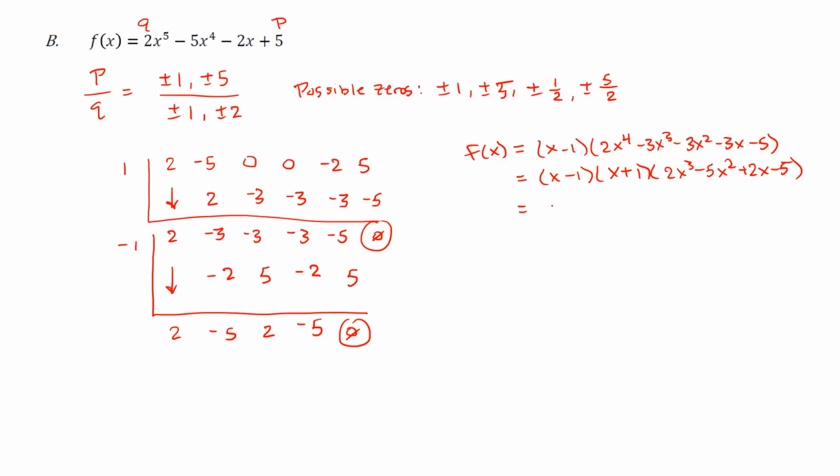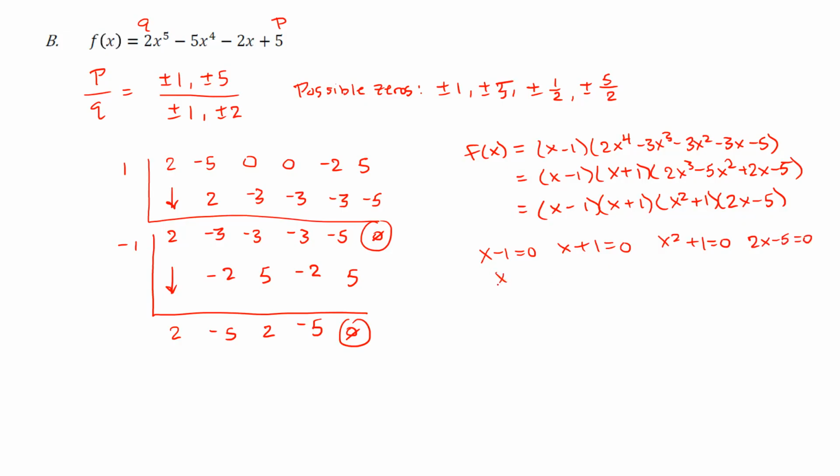Now I need to continue the factorization, but 2x cubed minus 5x squared plus 2x minus 5 needs to be factored as well. So when I perform factor by grouping, I will get x squared plus 1 times 2x minus 5. Now f of x is completely factored, so I can set each of my factors equal to 0 to find the zeros of my polynomial function.